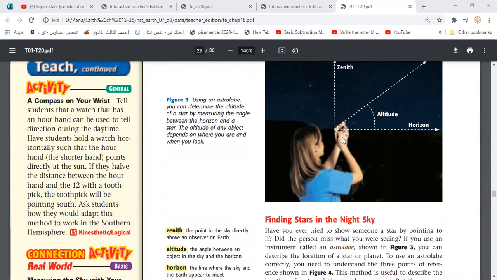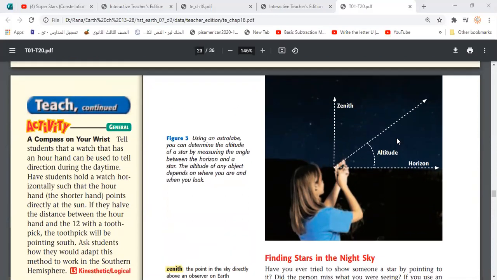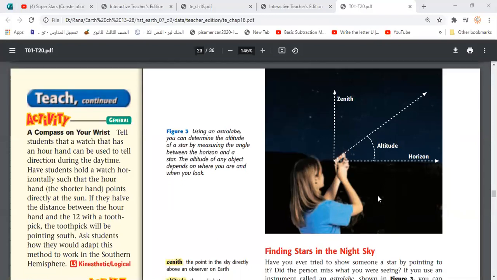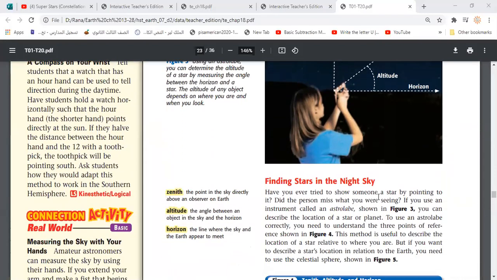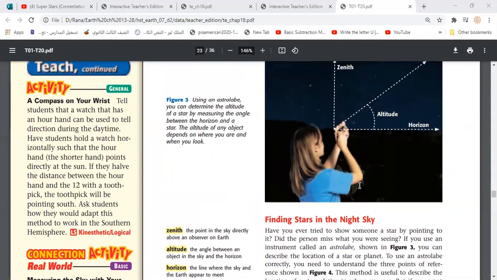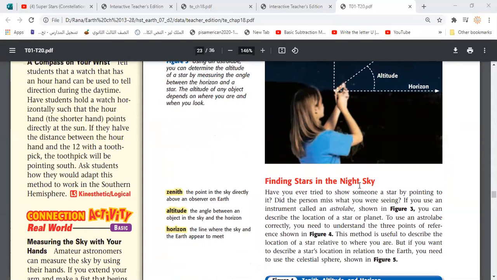The idea of the astrolabe is to help locate a star with regard to an observer. That means with regard to you. But if we need to locate a star with regard to the Earth, we are going to use another tool called the celestial sphere. We are going to explain it next time. But let's see how the astrolabe works.